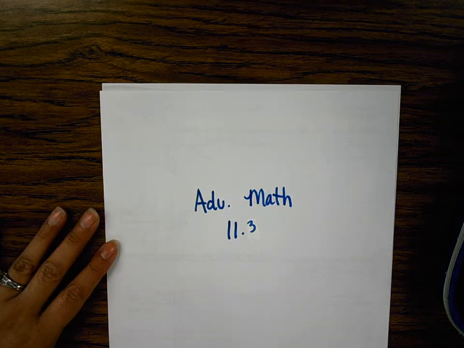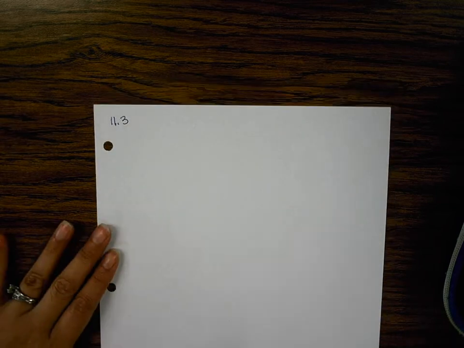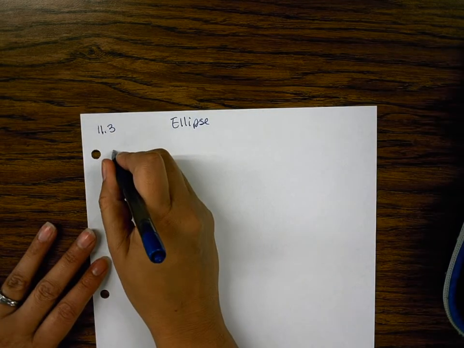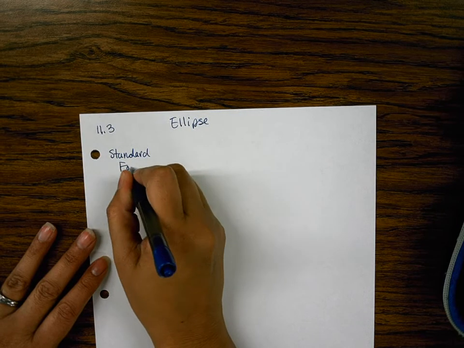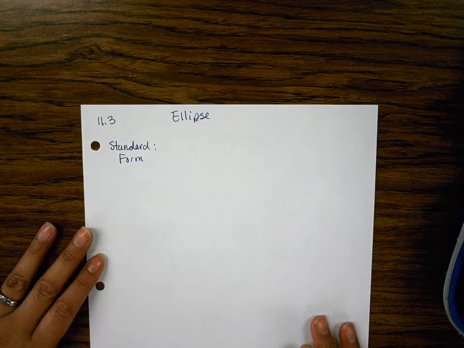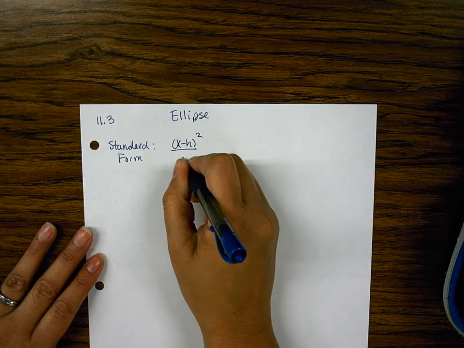This is Advanced Math, Unit 11, Lesson 3. In 11.3 we're going to title an ellipse. What is standard form for an ellipse? And then we will see some examples. Again, this should feel like review. You did this last year.